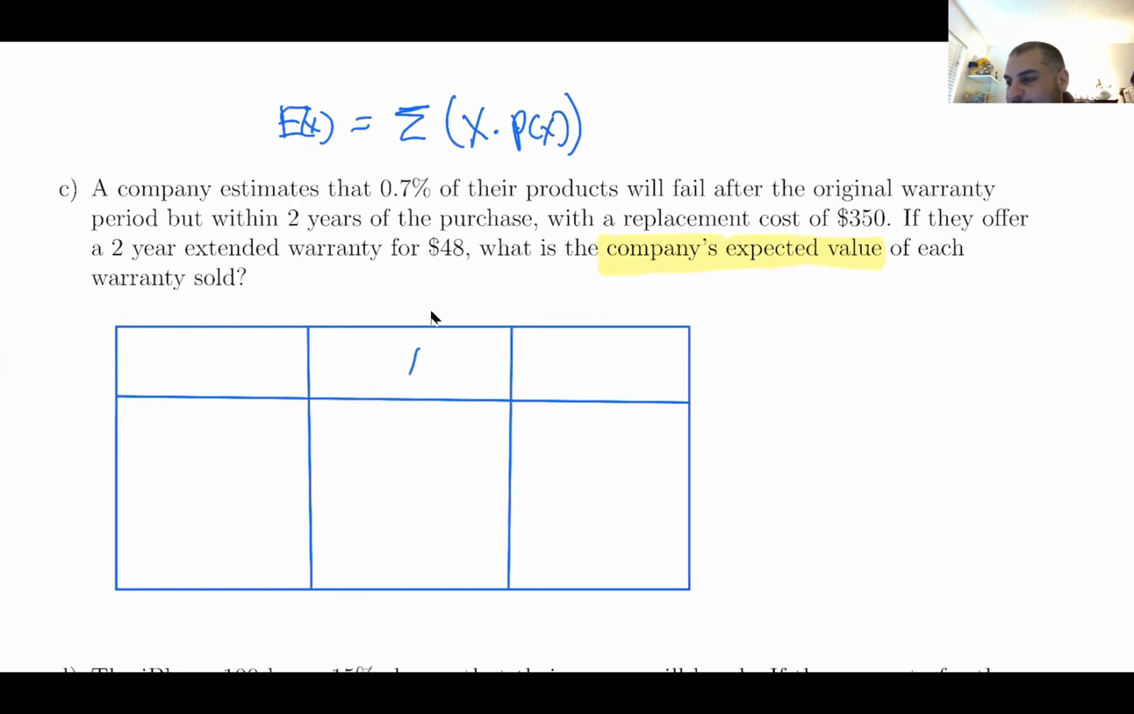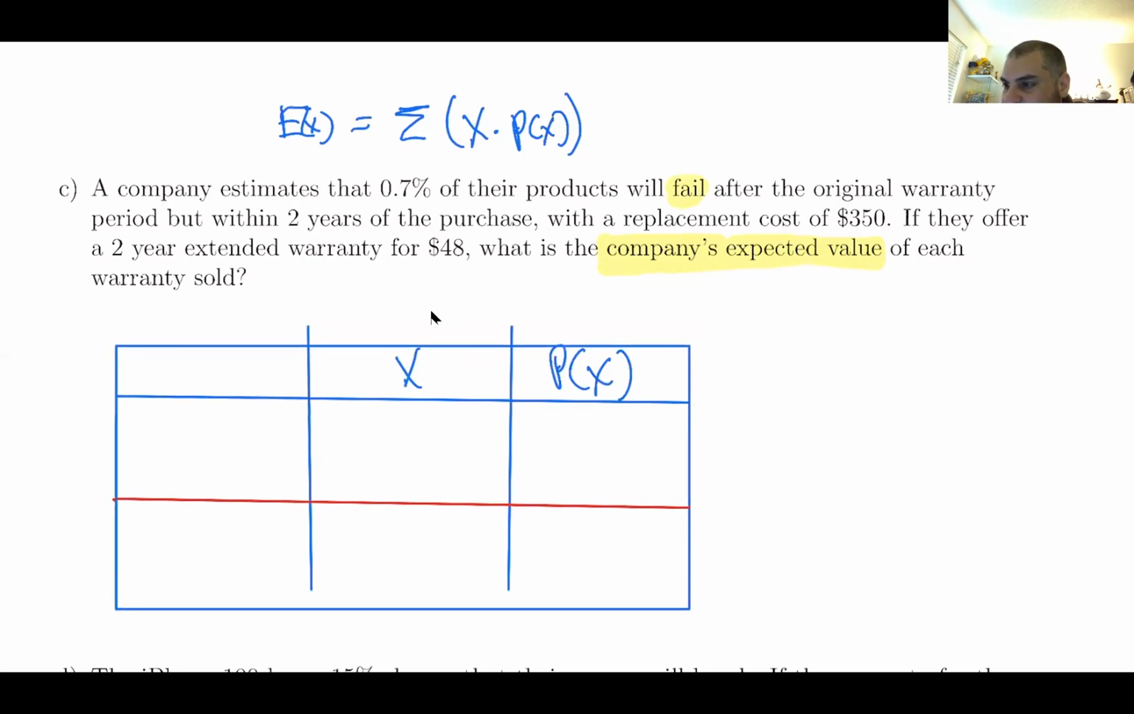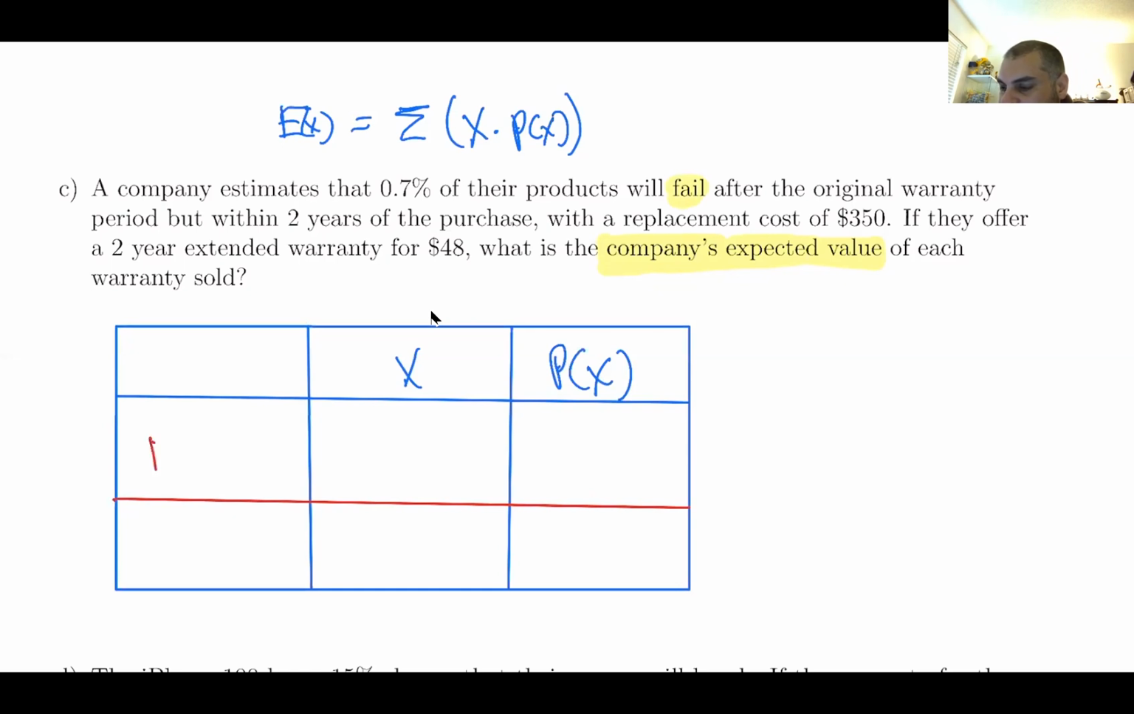Cool. So you have your x and your p of x, that should always be the same. The only thing that should be different is the values over here. If you look at it, they want to know the expected value of this insurance, and they're telling you the product will either fail or not fail. So that's what we're going to put here: fail or not fail.